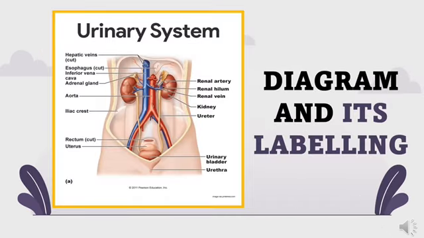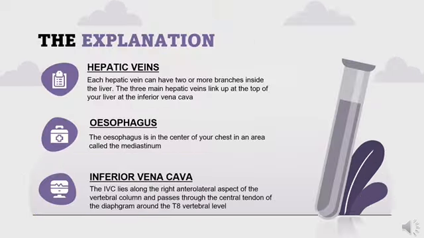We will explain the location of organs in the urinary system. Firstly, hepatic veins. Each hepatic vein can have 2 or more branches inside the liver. The 3 main hepatic veins link up at the top of your liver at the inferior vena cava. Esophagus. The esophagus is in the center of your chest in an area called the mediastinum.